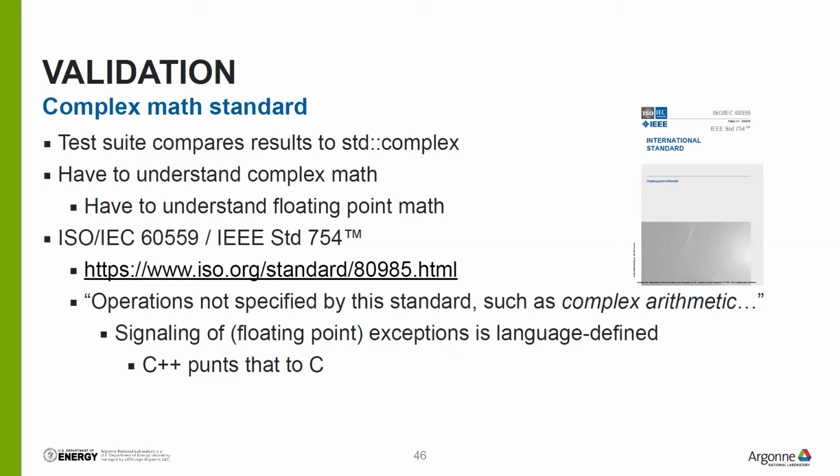So the test suite compares results to standard complex. So we have to understand complex math. You get IEEE 754: you either go to this link and buy it, or you join the C++ committee and download it, because it's just another ISO standard. Join the committee. And part of that, it says operations not specified by the standard, such as complex arithmetic. Mainly, signaling of floating point exceptions is implementation defined, is language defined. C++ doesn't really say much. They just kind of punt that problem to C.